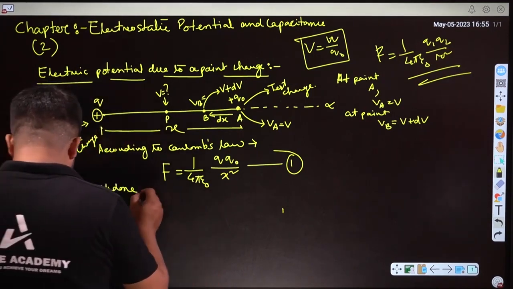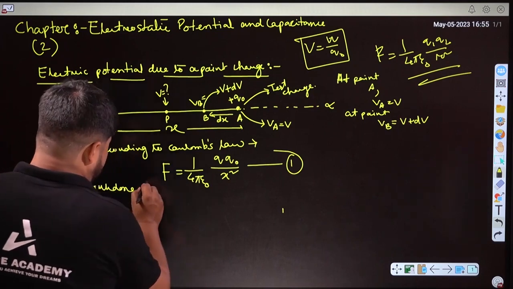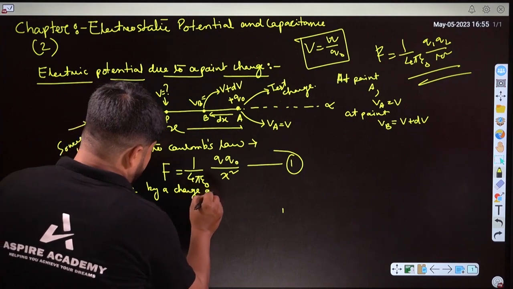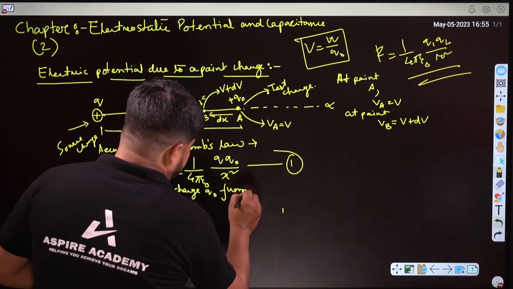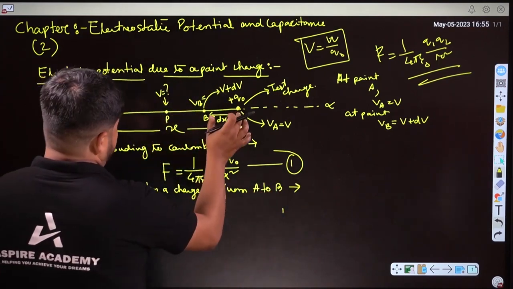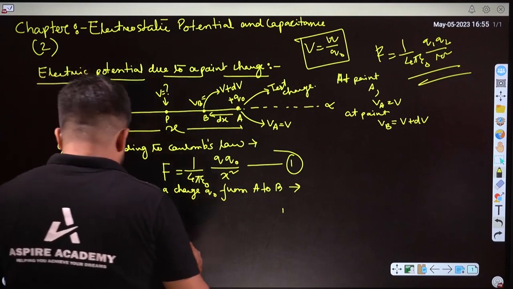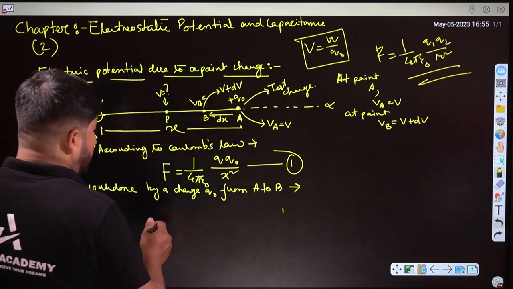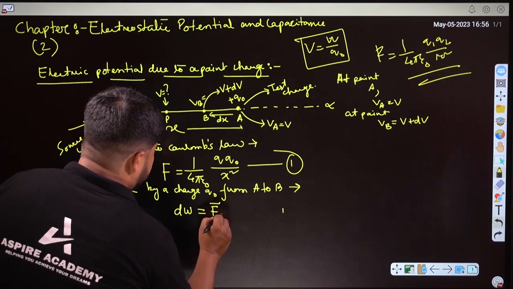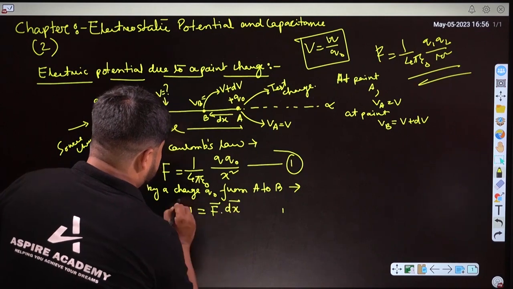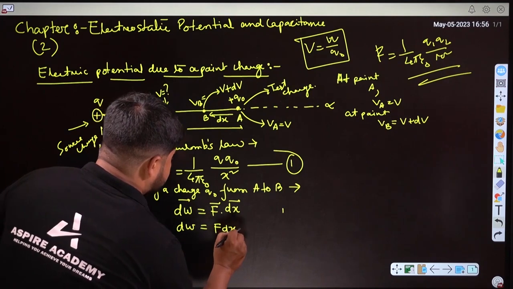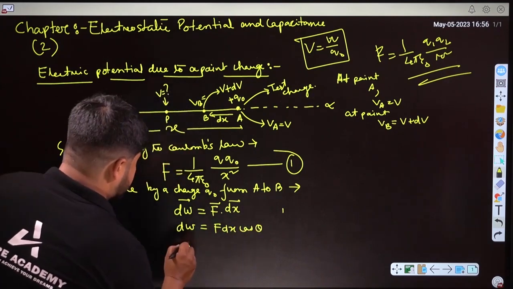Work done by a charge q naught from A to B. This is dx amount of work done. So dW, the work done, is force dot dx.